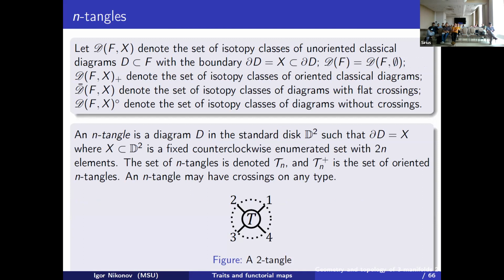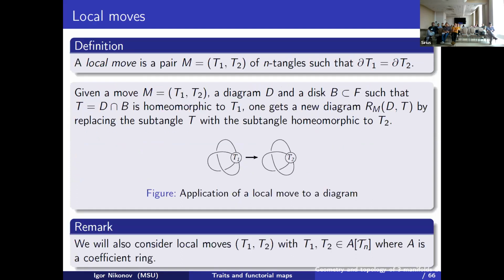In a disk, we can consider a tangle, diagrams with two ends on the boundary, and we assume that the ends on the boundary are enumerated counterclockwise. So such diagrams will be called tangles. So next, we define a move. A move is a pair of two tangles, which tells that we can take the first tangle T1 in a diagram and replace it with the second tangle, T2. So we have the replacement operation, and this is the result of applying this move M to the diagram.